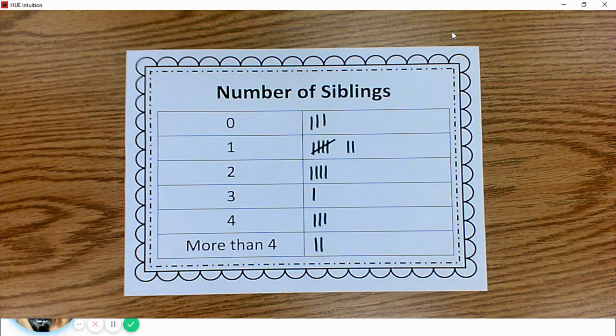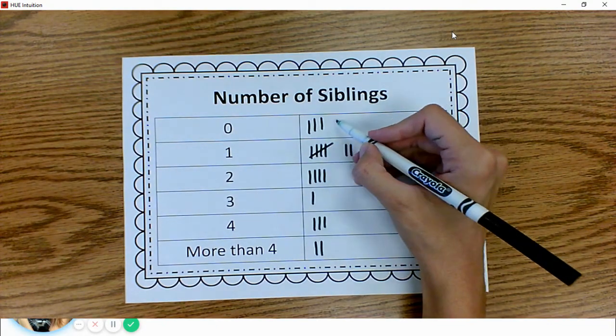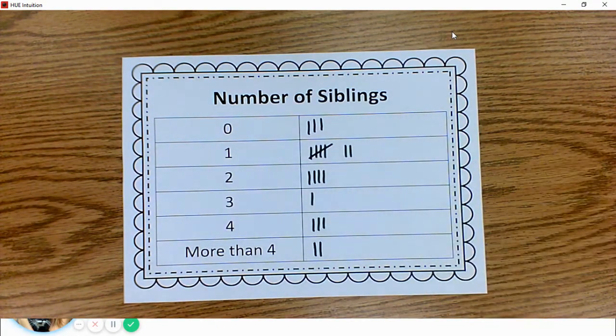Okay, I could also answer questions about this data. For example, someone could ask just a simple question like this, how many students have no siblings? How many students have 0 siblings? And I could look at the frequency table and say that the answer is 3. 3 students have 0 siblings.